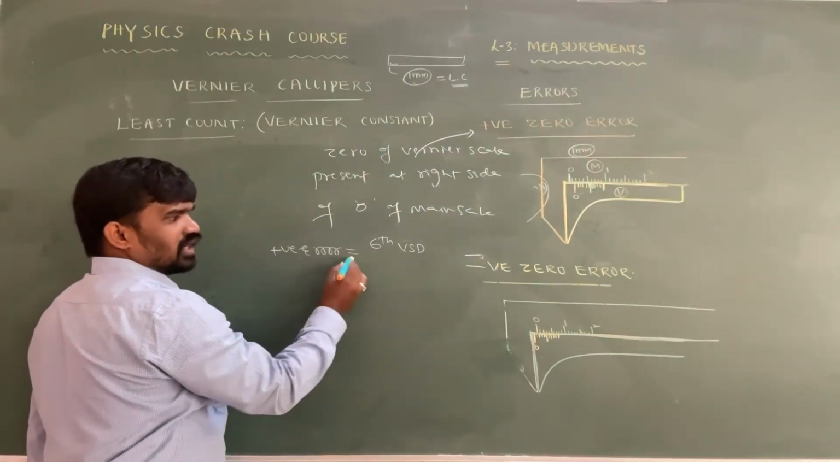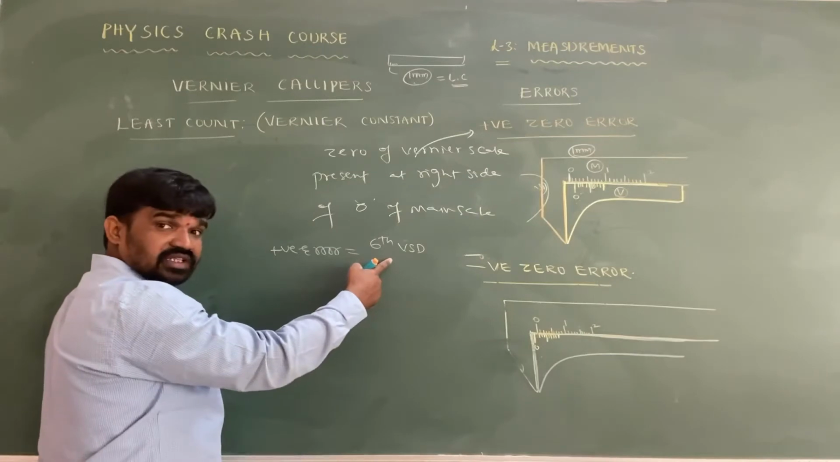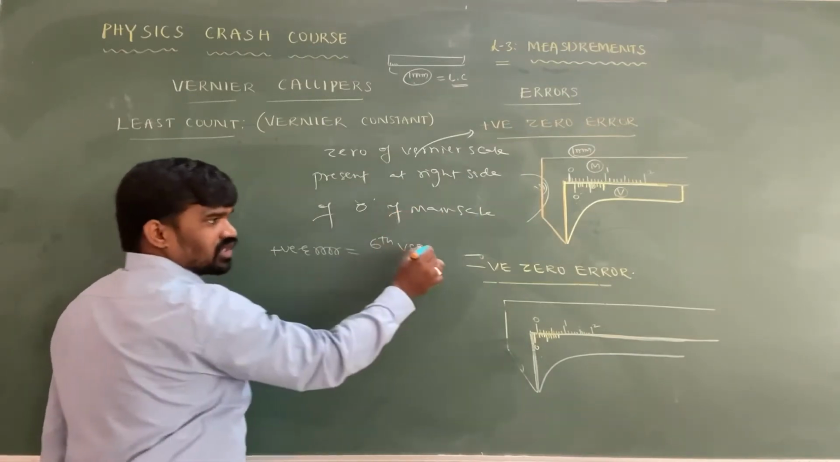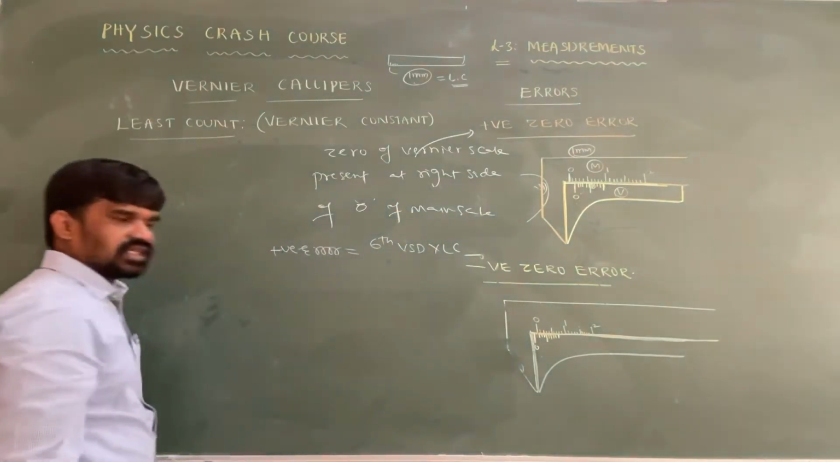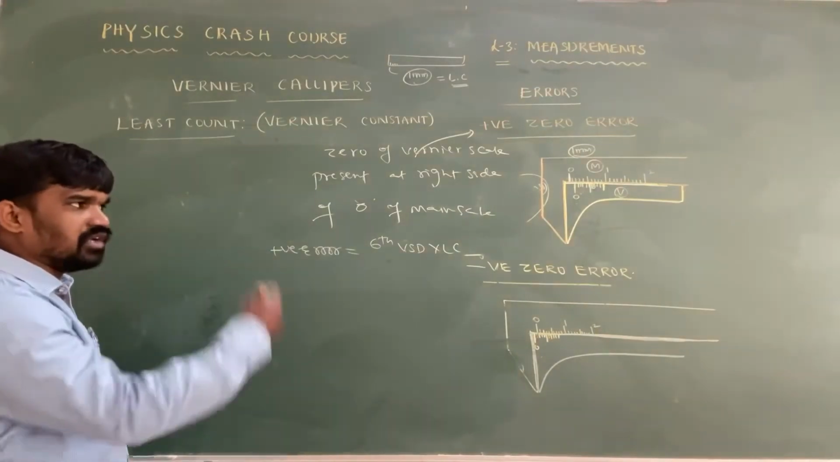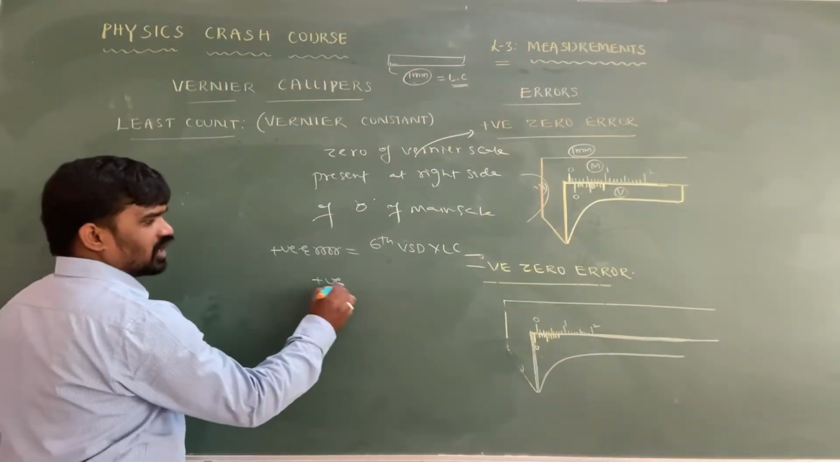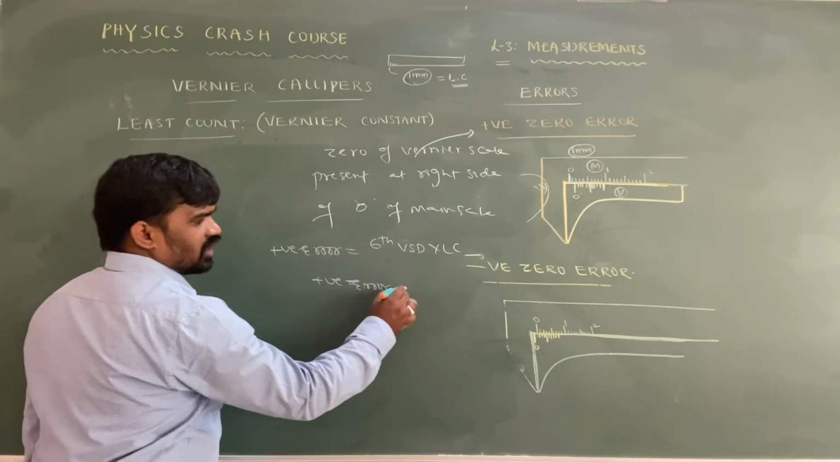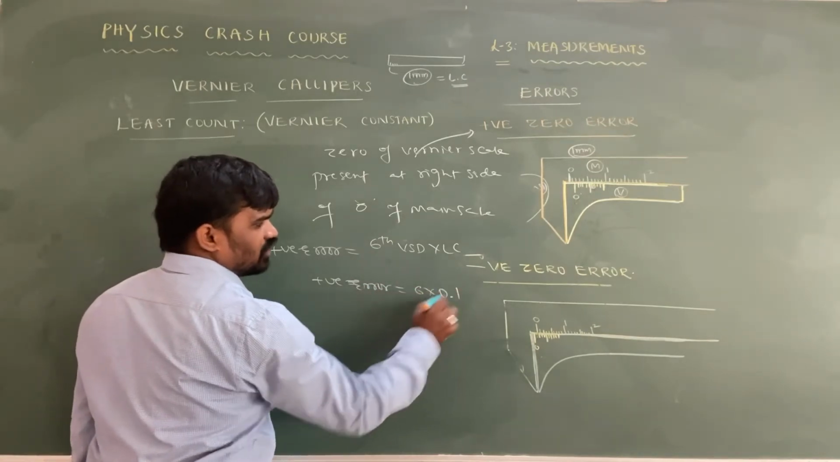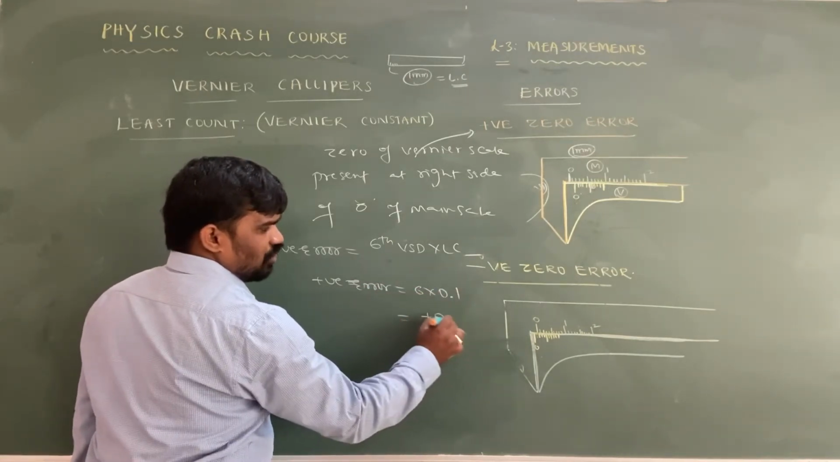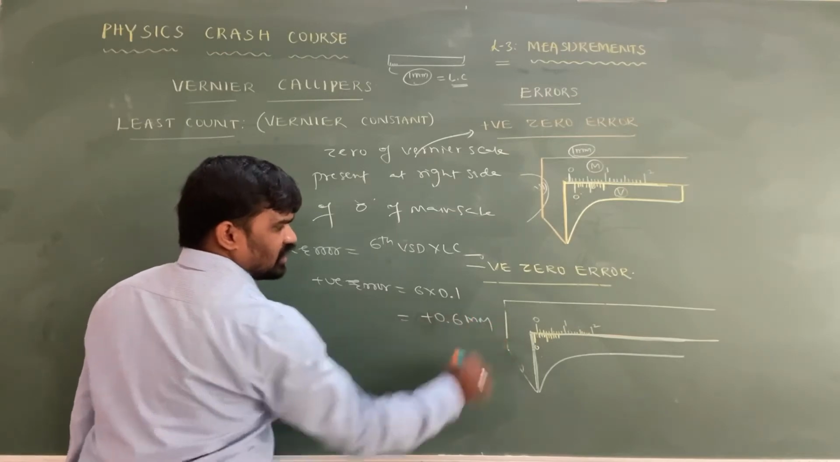So positive error is equal to the vernier scale division that coincides into least count. So positive error is equal to 6 into 0.1. So plus 0.6 millimeter is the error.